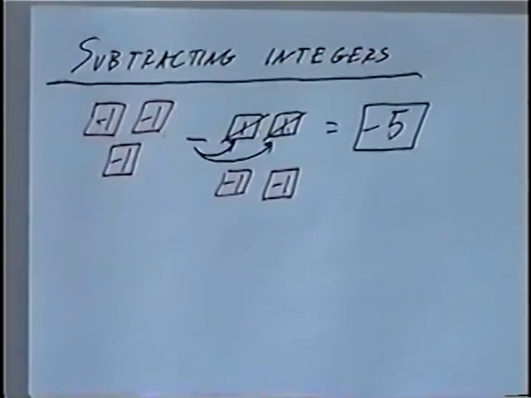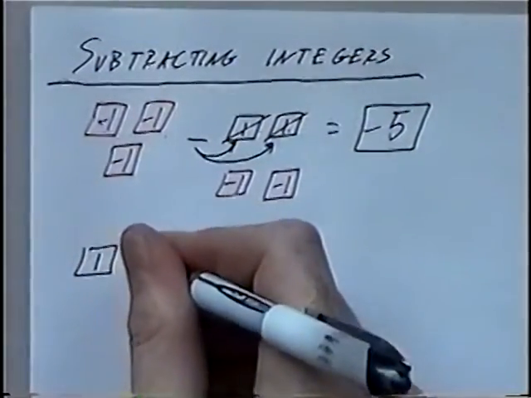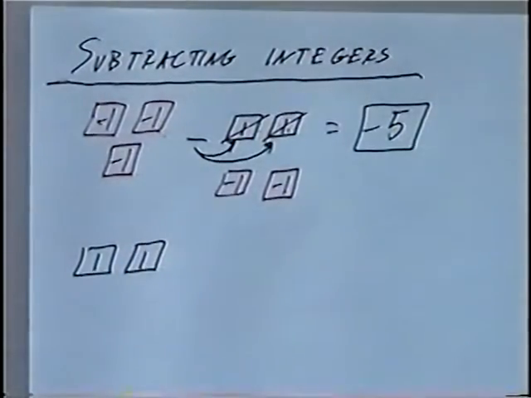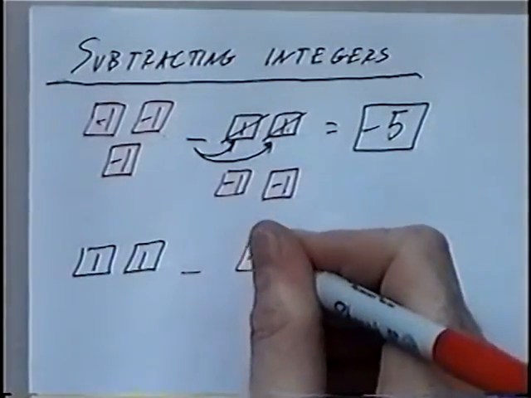Second question, and last question for this section. We'll start with +2, which would be 2 number 1 tiles. And from that we'll subtract a -1 tile.